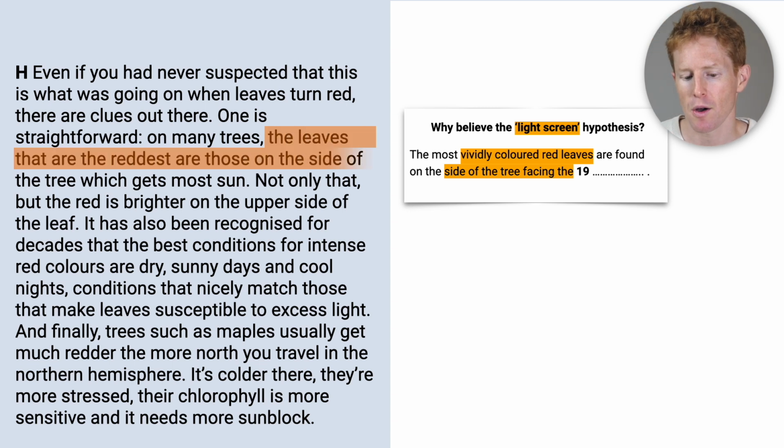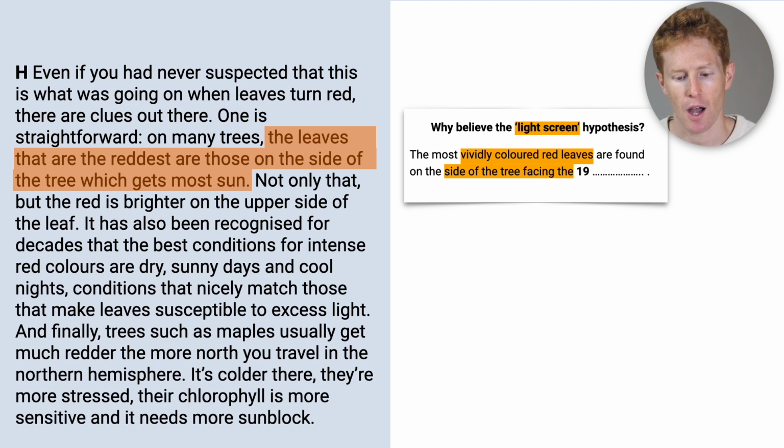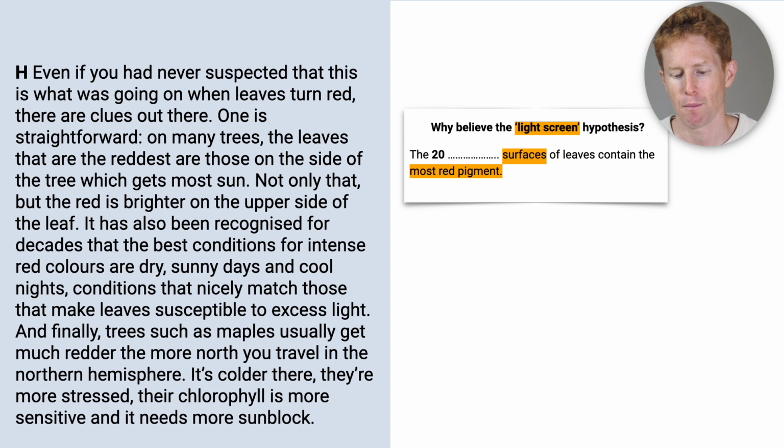The answer is somewhere here. The leaves that are the reddest are those on the side of the tree which gets the most sun. So, the side of the tree facing the sun. The answer for 19 is sun. Let's move on. Number 20.